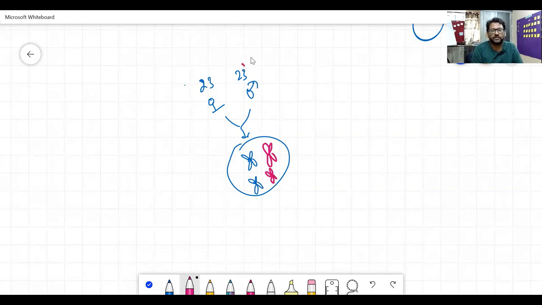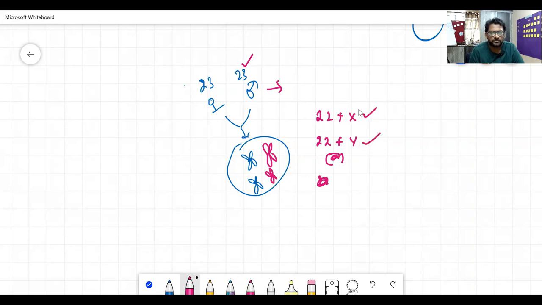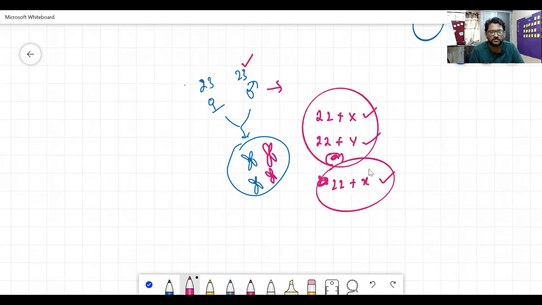And each of the chromosomes has certain functions, characteristics, and gene expression. So here the mother carries 22 plus X, and the father, meaning the sperm, would carry either 22 plus X or 22 plus Y. So there is a 50% chance that the sperm would carry X.